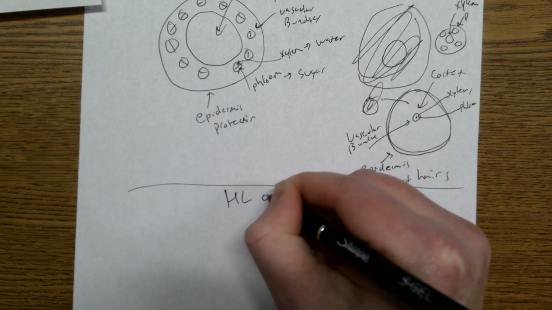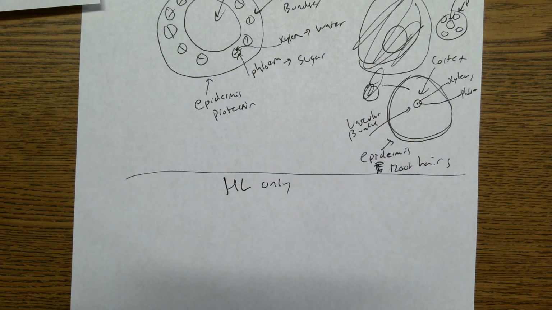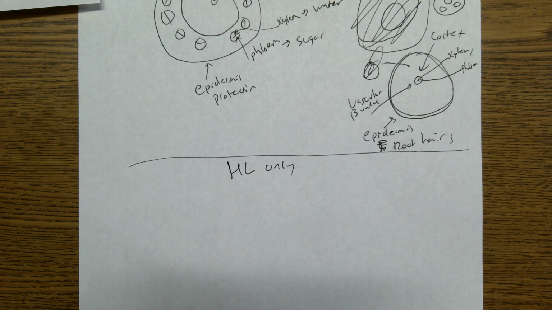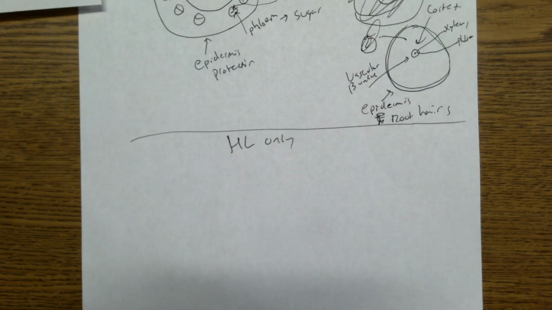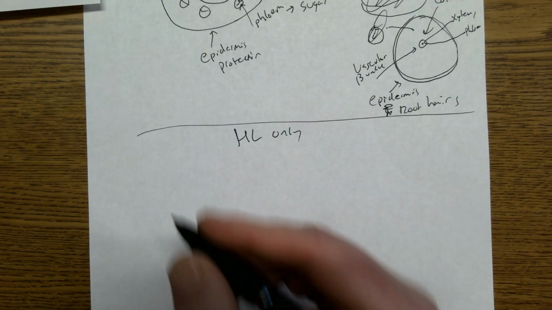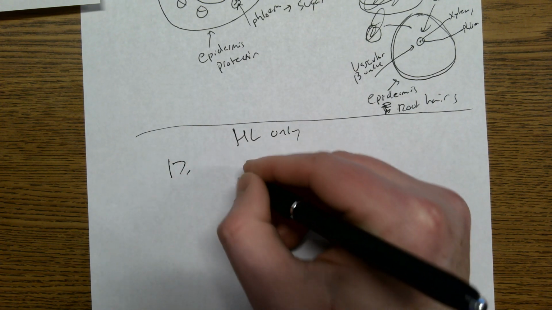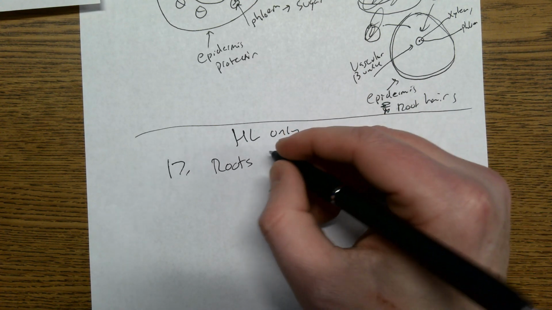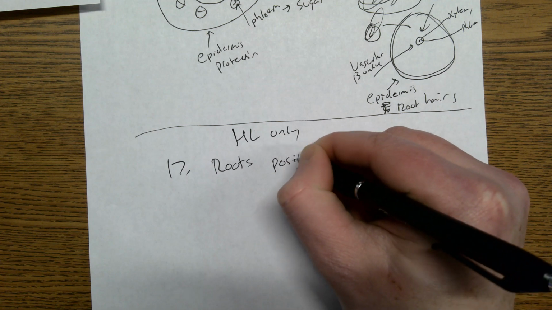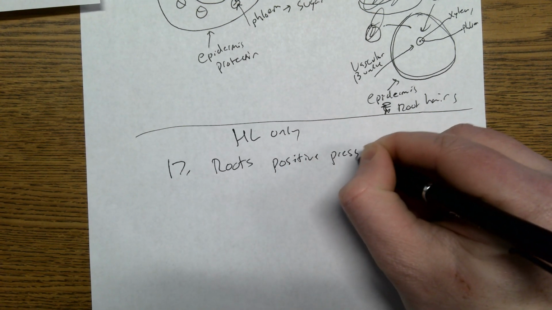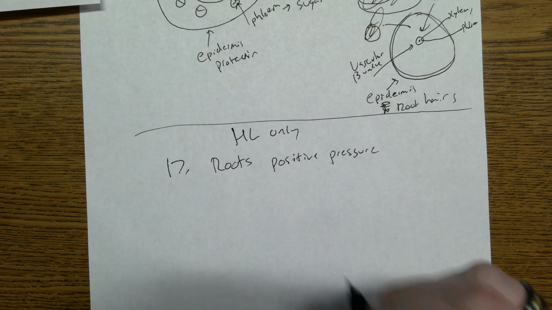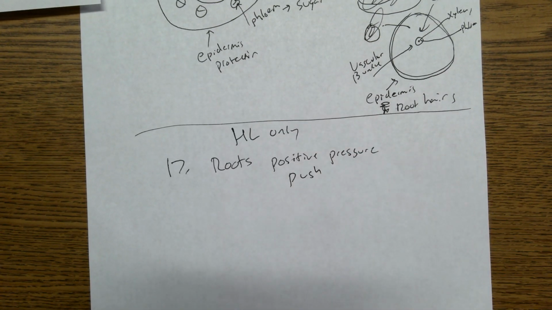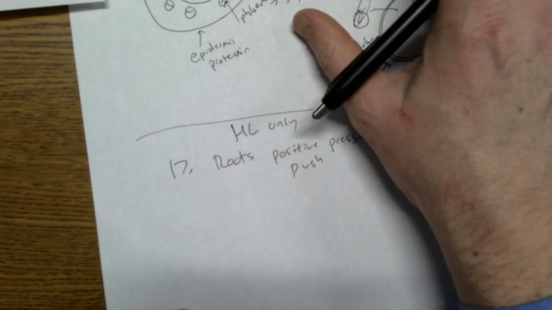Now, HL only standards. We're going to do standards 17 and 18, and then we'll go back to the human stuff. Standard 17 is, what about the roots? Why do we have roots? The roots actually apply positive pressure from the bottom of the plant. Transpiration creates the negative pressure we saw in the other standards, but there's a positive pressure, or a push, from the roots.